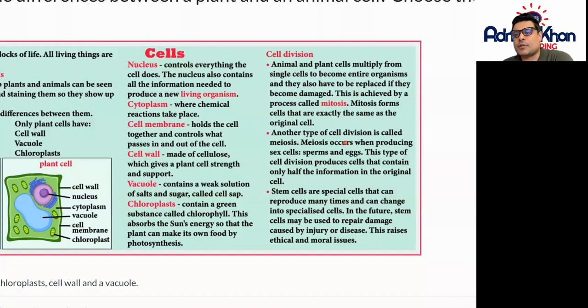Another type of cell division is called meiosis, which occurs when producing sex cells, sperm and eggs, for example. This type of cell division produces cells that contain only half the information in the original cell. Stem cells are special cells that can reproduce many times and can change into specialized cells. In the future, stem cells may be used to repair damage caused by injury or disease. This raises ethical and moral issues, which is probably a topic for another time.